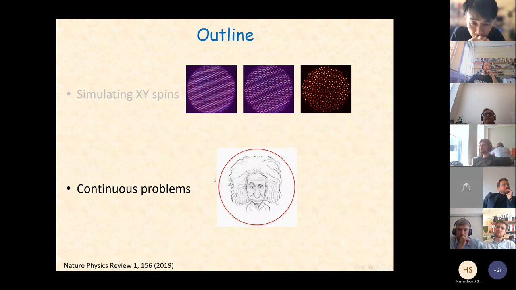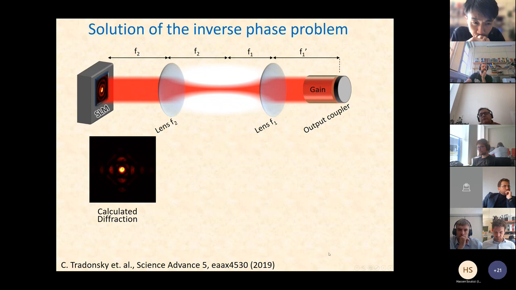And I just want to give you a taste of this continuous problem. So I'll just show you one of them. Now we don't have spins. So we just remove this mask, and we have this continuous field that we control with the intracavity spatial light modulator. And we look for problems. We have like 4 or 5 problems that we solve, and I'll just show you one, which I think is a bit surprising. So the problem we want to solve is called the inverse phase problem.